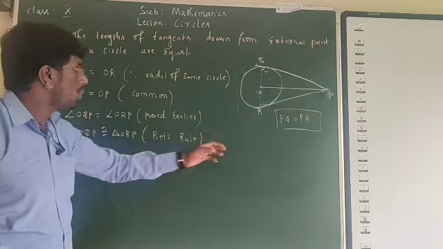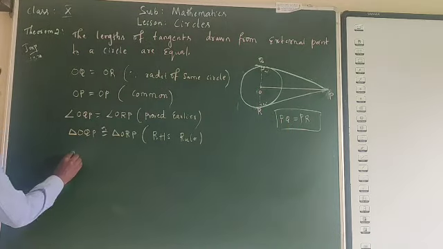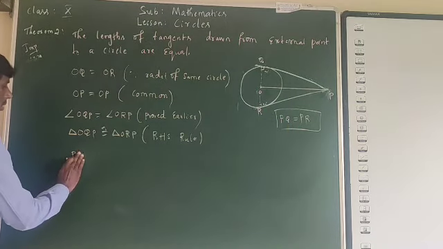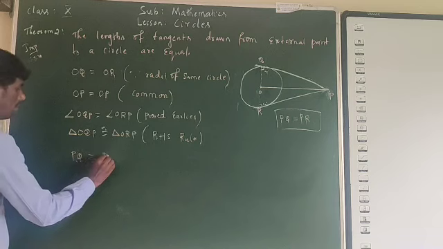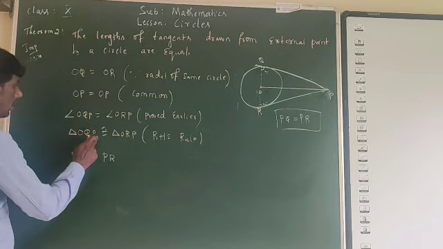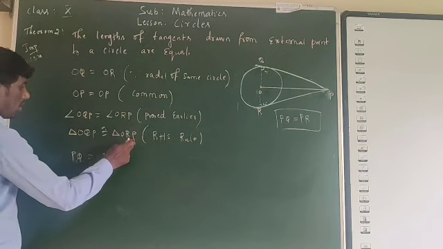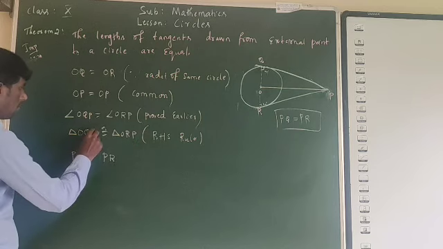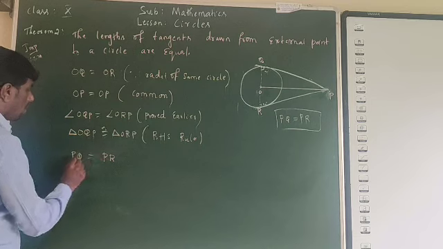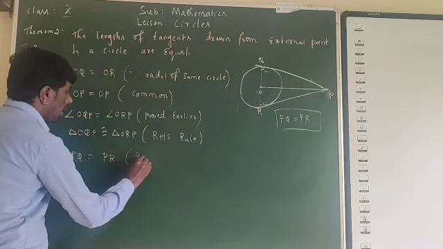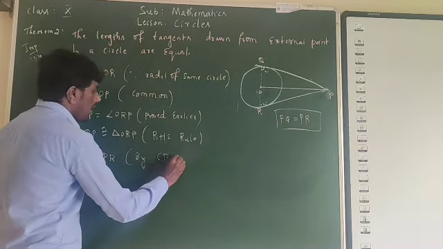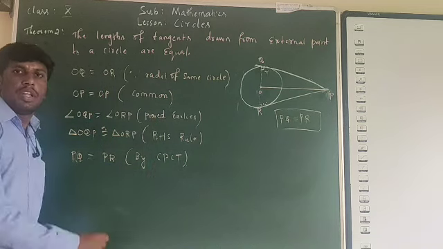So what we need to prove? PQ is equal to PR. So P corresponds to P. Then Q corresponds to R. So PQ is equal to PR. This is by CPCT, corresponding parts of congruent triangles.